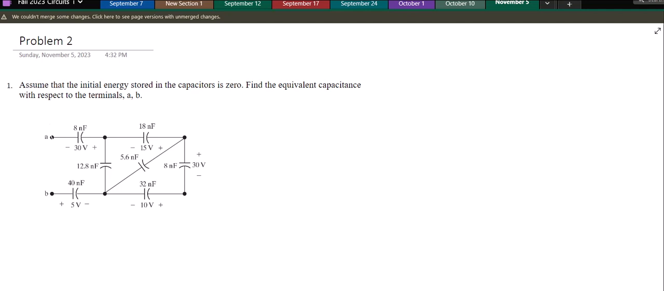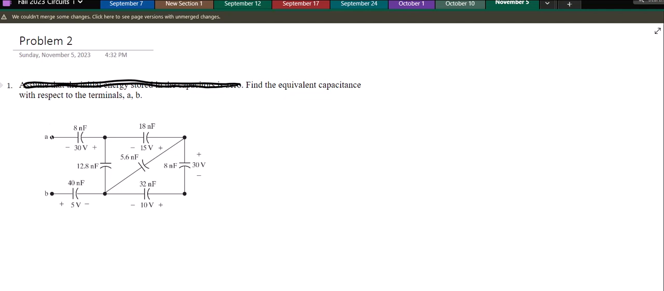You'll see that in this example, all the capacitors are labeled with their voltages and their capacitance. It says, assume that the initial energy stored in the capacitors is 0. That is actually not possible. I wrote that. That can't be, because they all have a voltage, so that's just not even possible. So we'll just take that out. It doesn't matter, though, because we're just trying to find the equivalent capacitance, so it does not matter if they're charged or not to find the equivalent capacitance. So the capacitances are in farads.